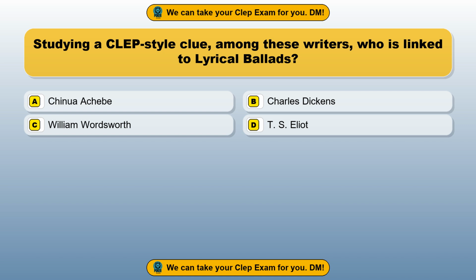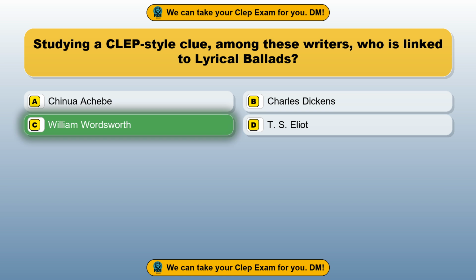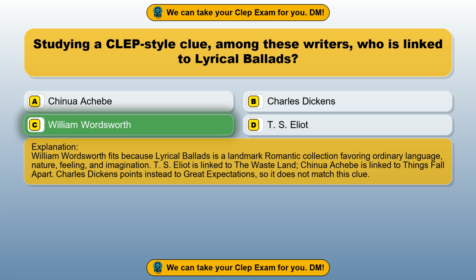Option A. Chinua Achebe. Option B. Charles Dickens. Option C. William Wordsworth. Option D. T.S. Eliot. The correct answer is option C. William Wordsworth. William Wordsworth fits because Lyrical Ballads is a landmark romantic collection favoring ordinary language, nature, feeling, and imagination. T.S. Eliot is linked to The Waste Land, Chinua Achebe is linked to Things Fall Apart. Charles Dickens points instead to Great Expectations, so it does not match this clue.